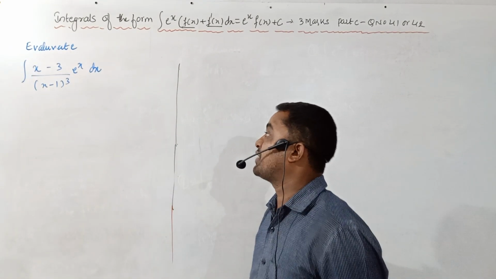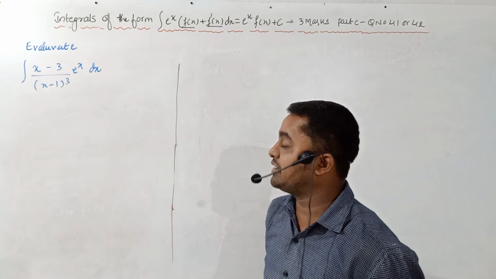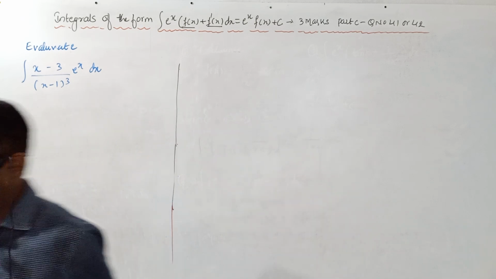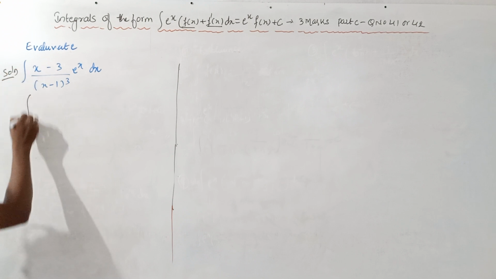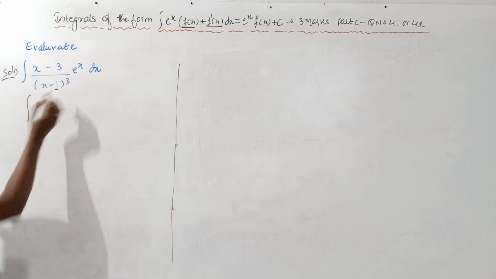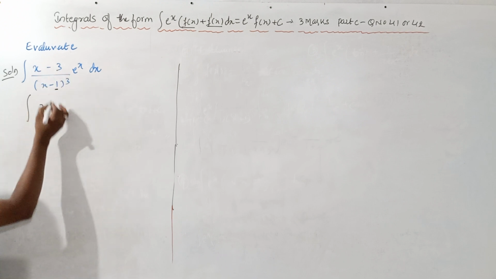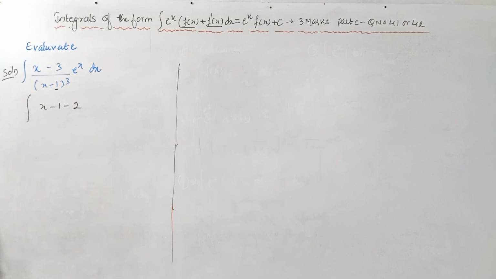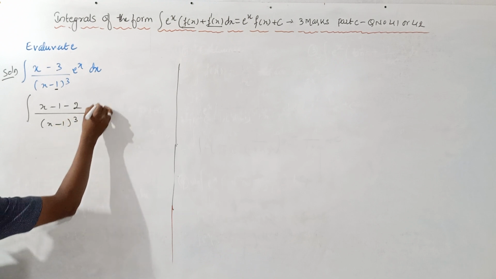Next problem, it is also very important: (x minus 3) divided by (x minus 1) whole cube into e raised to x dx. So it is also not in the standard form, so we have to bring it into the standard form. To do that, minus 3 can be written as minus 1 minus 2, so we get (x minus 1 minus 2) divided by (x minus 1) whole cube, e raised to x dx.